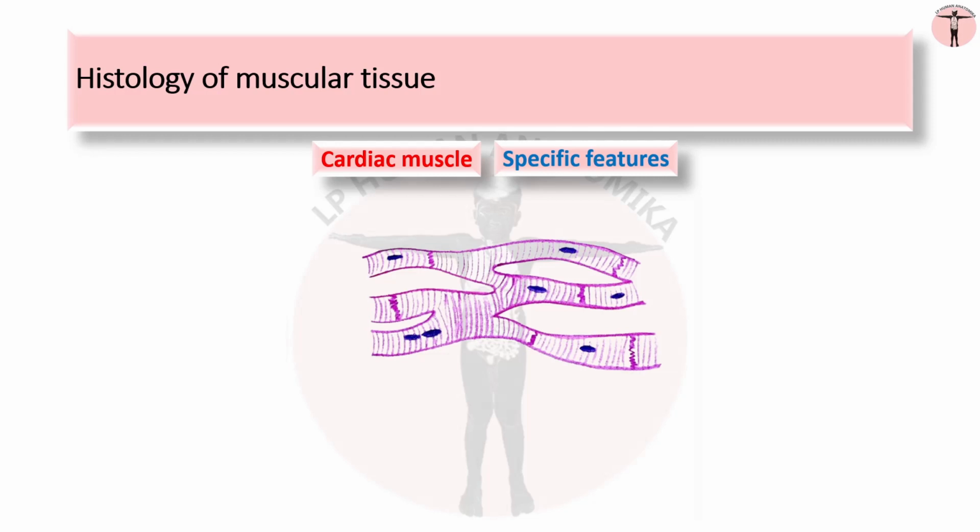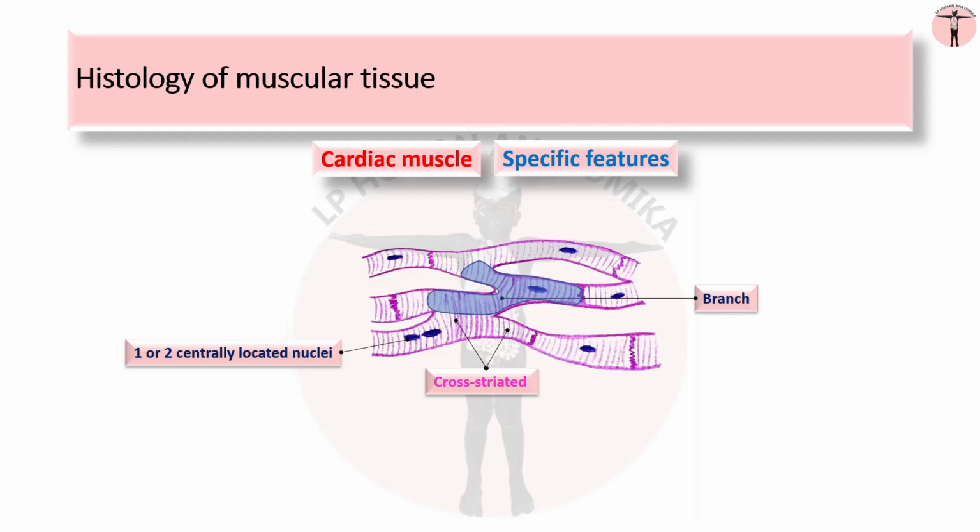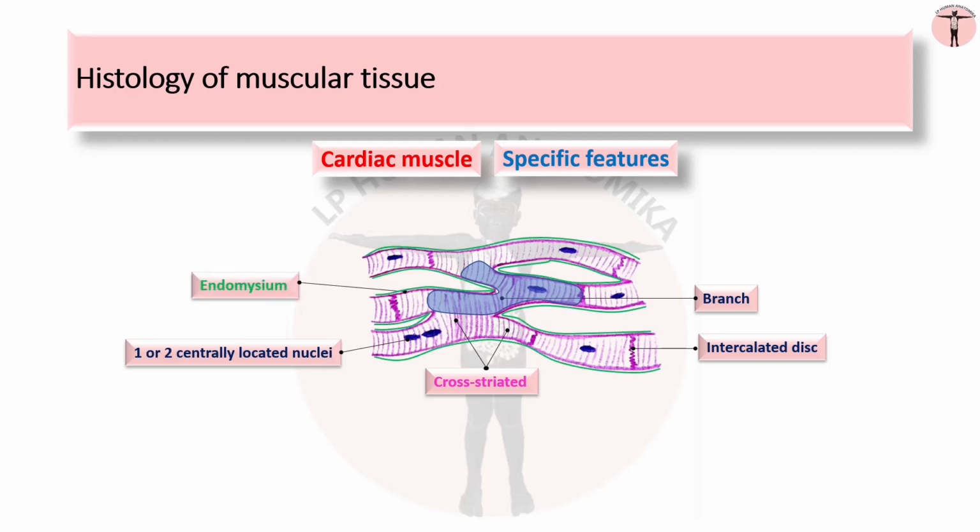This is the diagrammatic representation of the section of cardiac muscle. The specific features are: they exhibit a cross-striated banding pattern comparable to that of skeletal muscle. Unlike multinucleated skeletal muscle, each cardiac muscle cell possesses only one or two centrally located pale staining nuclei. The cardiac muscle fibers branch. Between adjacent cardiac muscle fibers, there is a cell junctional complex, the intercalated disc. Surrounding the muscle cells is a delicate sheath of endomysium with a rich capillary network.